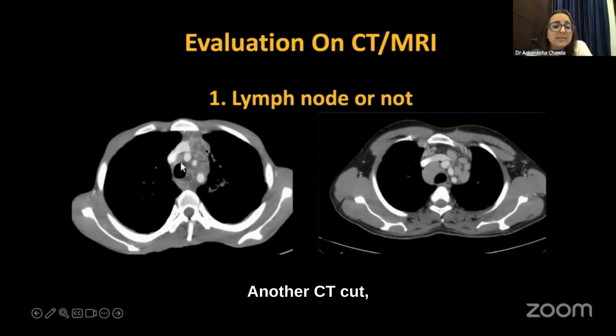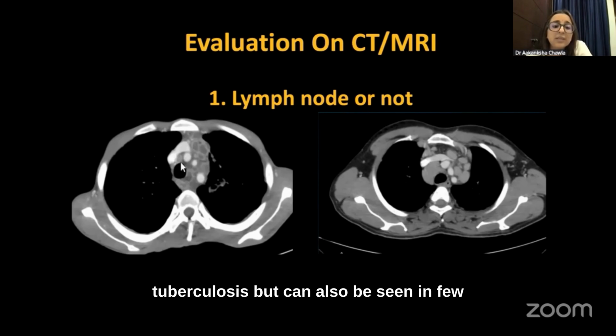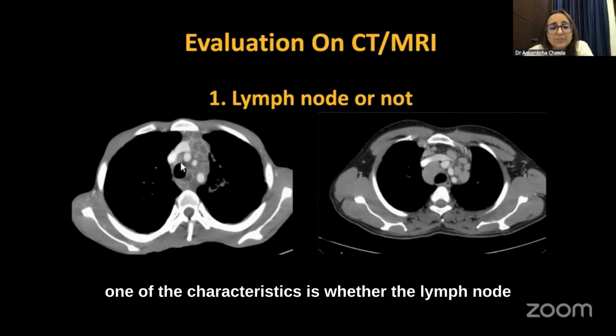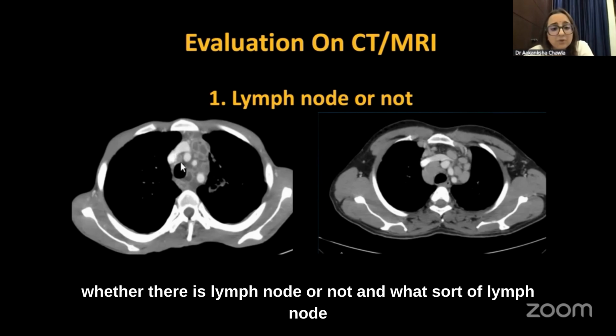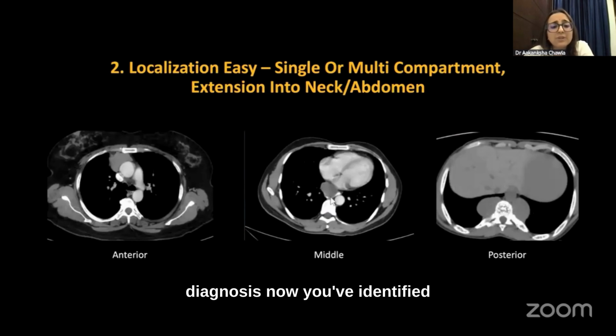Another CT cut, which is showing you paratracheal as well as prevascular nodes. They also have some low attenuation areas, areas of breakdown within the nodes, commonly seen in conditions like tuberculosis, but can also be seen in a few cases of malignancy. So, one of the characteristics is whether there is a lymph node or not, and what sort of lymph node. That helps you again to aid further diagnosis.